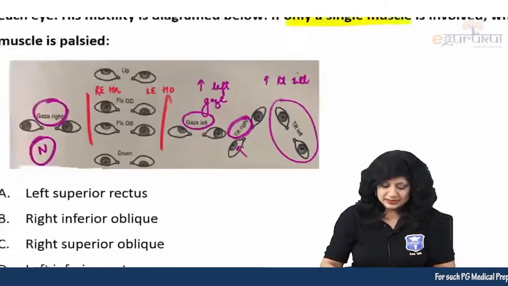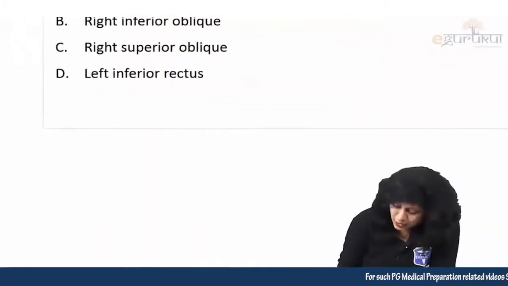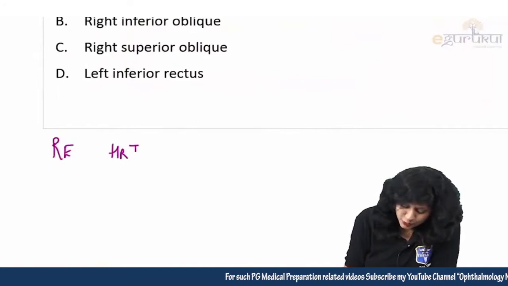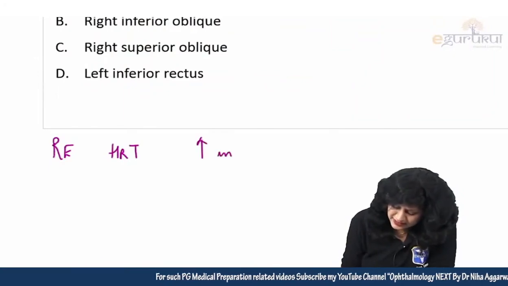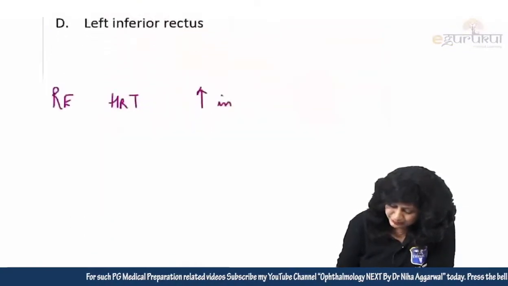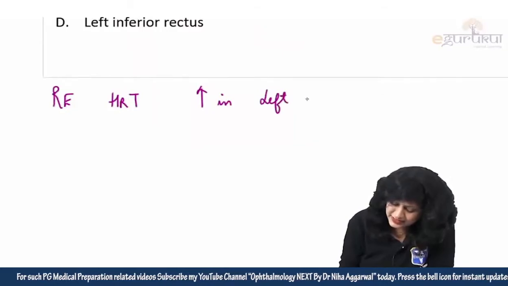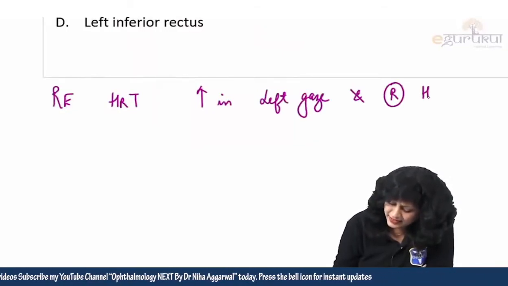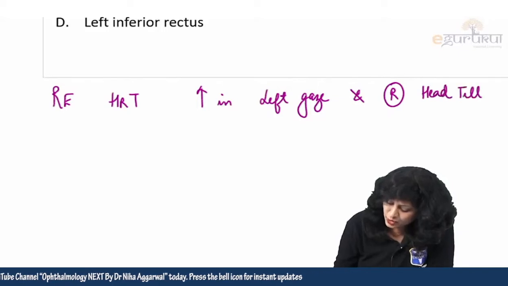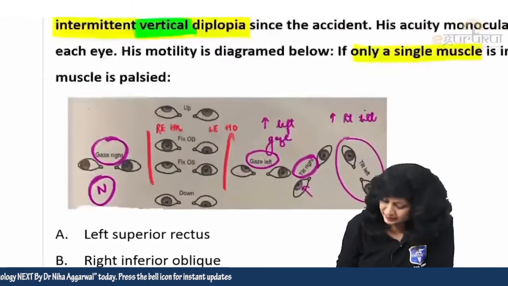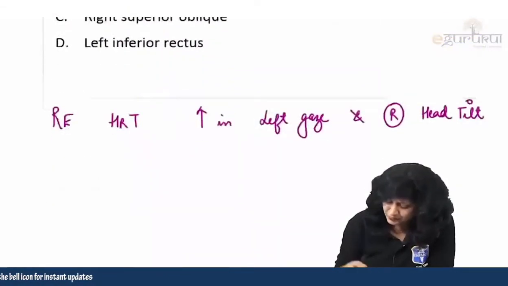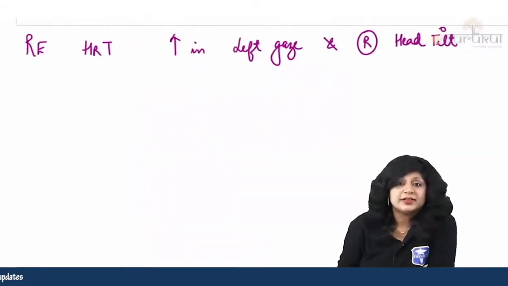Now this becomes a simple question. You can easily solve it: there is a right eye hypertropia which is increasing in the left gaze and the right head tilt. Now try to solve this question and give me the answer in the comment section. By the time, I will also tell you. So try to solve this question if you already know it.